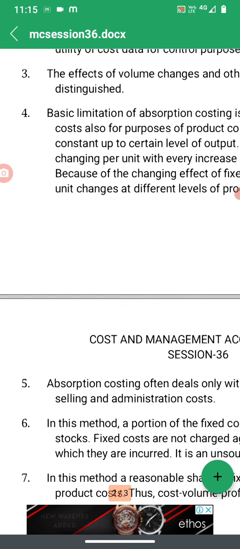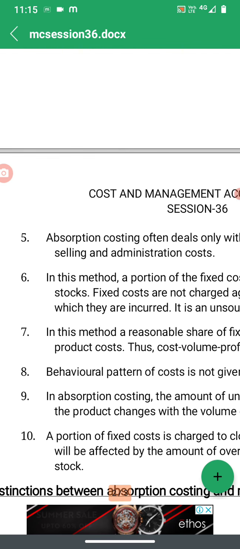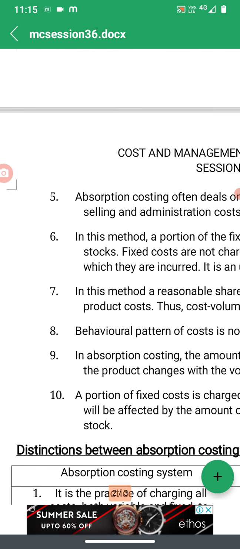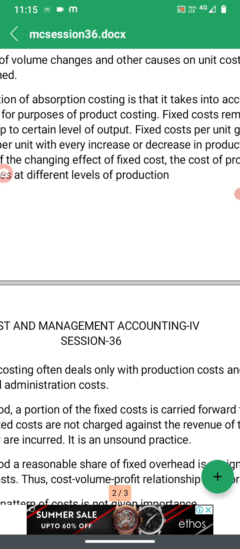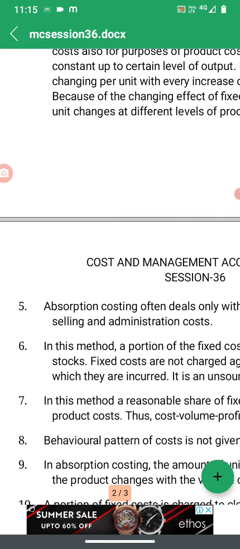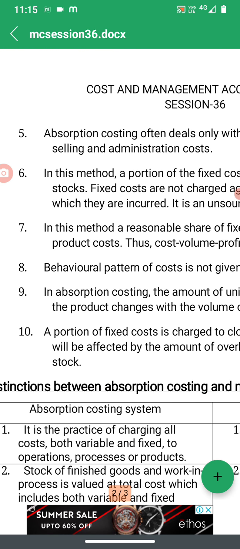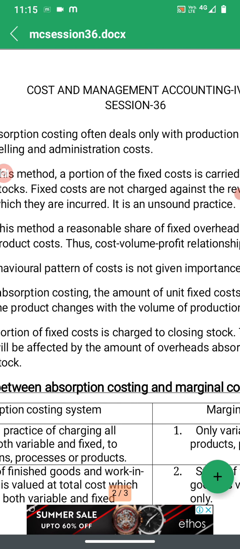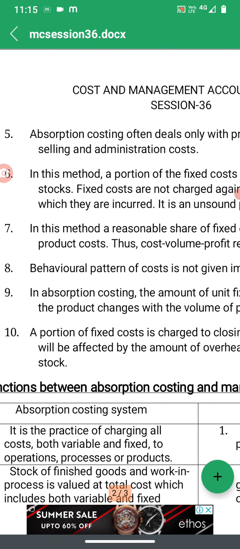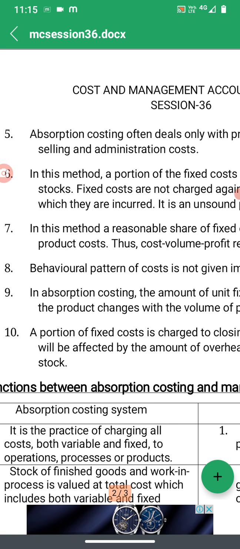So these are some of the limitations, and there are a lot of limitations also covered here, but we will not discuss them in detail because when we talk about the absorption system, of course, they say that it is a system where full costs are taken into account. Let me take one or two limitations from all these 10 limitations which are there.